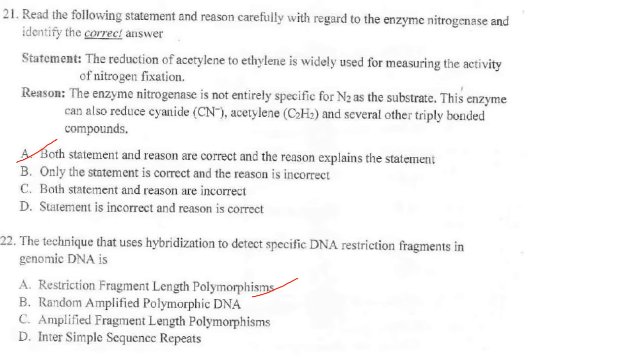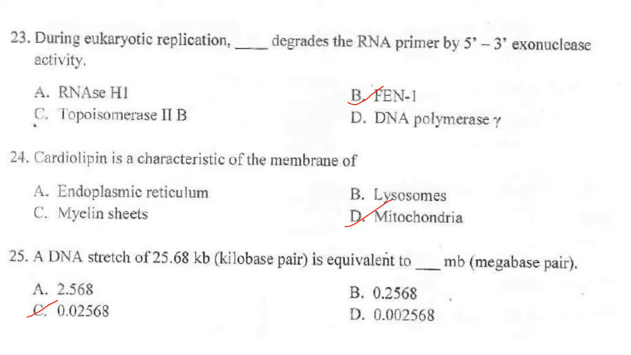The next one. The technique that uses hybridization to detect specific DNA restriction fragments in genomic DNA is restriction fragment length polymorphism. Next: during eukaryotic replication, dash degrades the RNA primer by 5' to 3' exonuclease activity. So it is FEN1. Answer is option B. Then cardiolipin is a characteristic of the membrane of, this is a repeated question, mitochondria, that is option D.